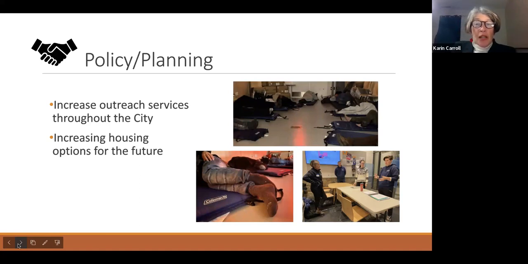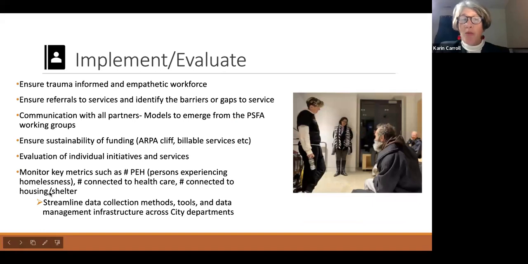In this picture here, you can see some photos from the Overnight Warming Center last year, and that was a policy initiative that was funded by the city to ensure that on the coldest nights of winter, people had somewhere to go. Next slide, and final slide. The final phase is the implement and evaluate part of the framework.